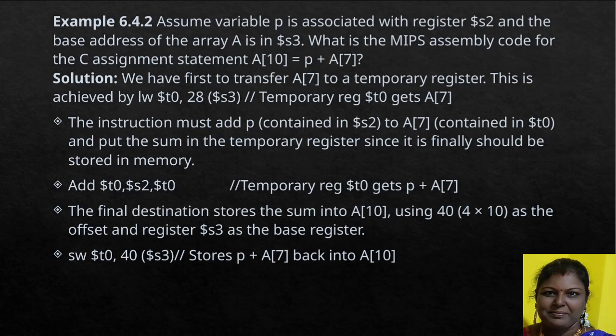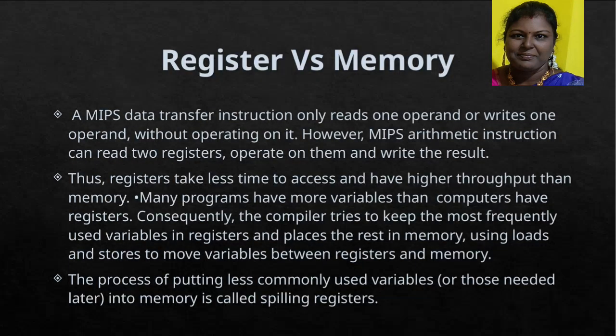In MIPS, data transfer instructions only read or write one operand. They don't perform any operation on it. Arithmetic instructions, on the other hand, read 2 registers, perform a calculation, and write the result back. Because registers are faster to access and handle more data per second, they're more efficient than memory. But since programs often have more variables than registers available, the compiler keeps the most used variables in registers and moves the rest to memory. This process of moving less used variables to memory is called spilling.